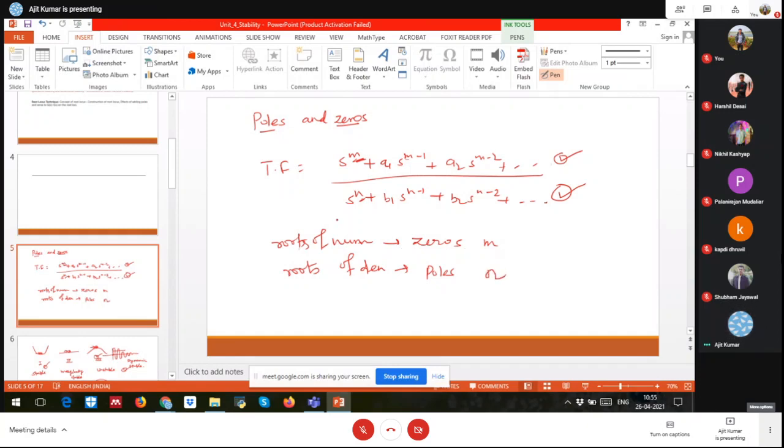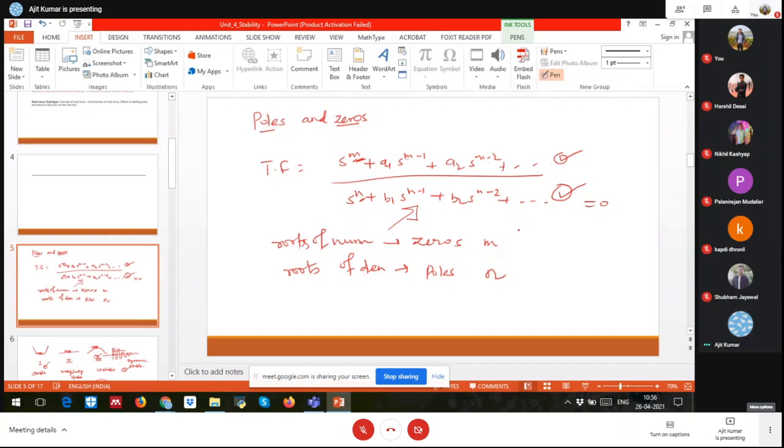Now how is this connected? Your overall transfer function: when you equate the denominator with 0, you will have n roots and they are known as poles of the system. When you equate the numerator with 0, you will get m roots, known as zeros of the transfer function of the system. But stability is concerned with only the poles of the system.